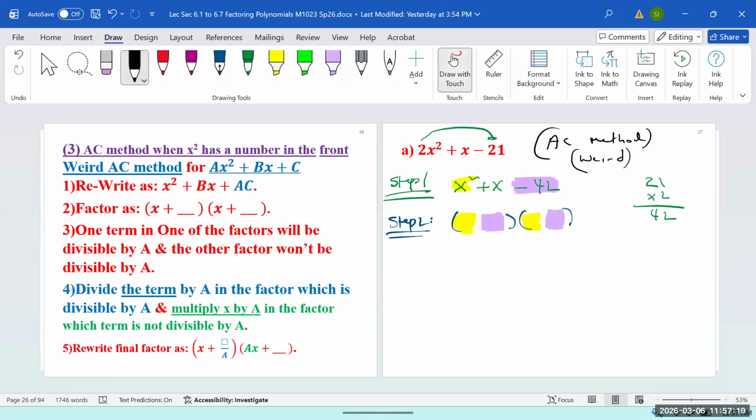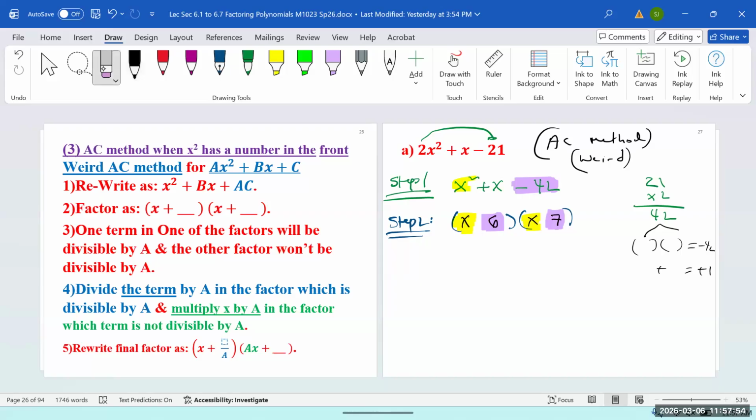So can you figure out two numbers, multiply to negative 42, but add to positive 1? 6 and 7, right? 6 and 7. So we get 6 and 7. And what is our variable? X. Now, what is our sign? Between 6 and 7, which one is positive? No, the bigger one. The bigger one must be positive.